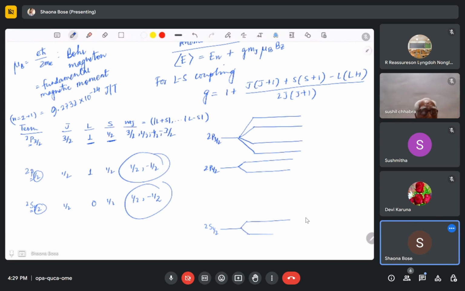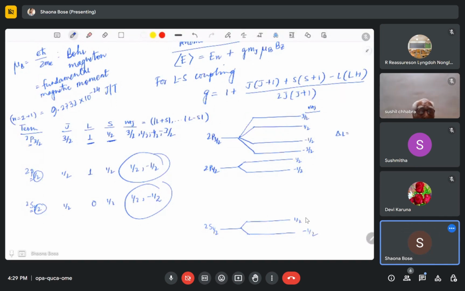And this one into 2 levels, as we have already seen, and S also 2 levels. Okay, 3 by 2, half, minus half, minus 3 by 2, again half, minus half, half and minus half. Yes.